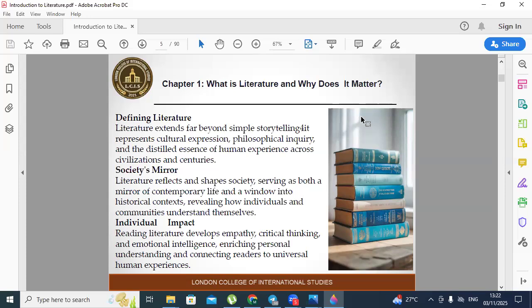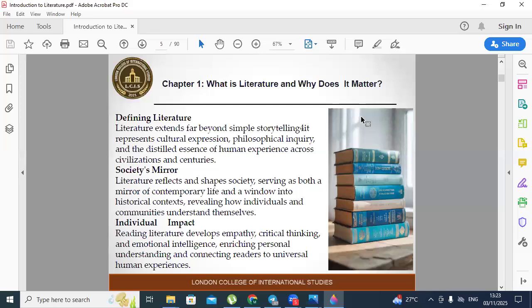Defining literature, three key points. Literature extends far beyond simple storytelling. It represents cultural expression, the ways communities articulate their values, beliefs, and experiences through carefully crafted language. Literature serves as a philosophical inquiry, asking profound questions about existence, morality, knowledge, and human nature. Through stories, poems, and plays, writers explore questions that philosophy addresses through different means.